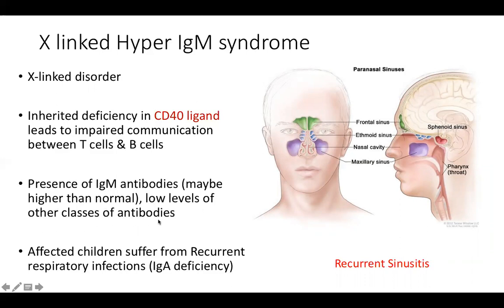Why? Because the signal 2 coming from CD40 ligand interaction, CD40 on B cell, CD40 ligand on T cell, is not there. There is impaired communication. So isotype switching or class switching, which is required for IgG, A, E, is not there. Affected children suffer from recurrent respiratory infection. Why? Because IgA is required as a secretory antibody.